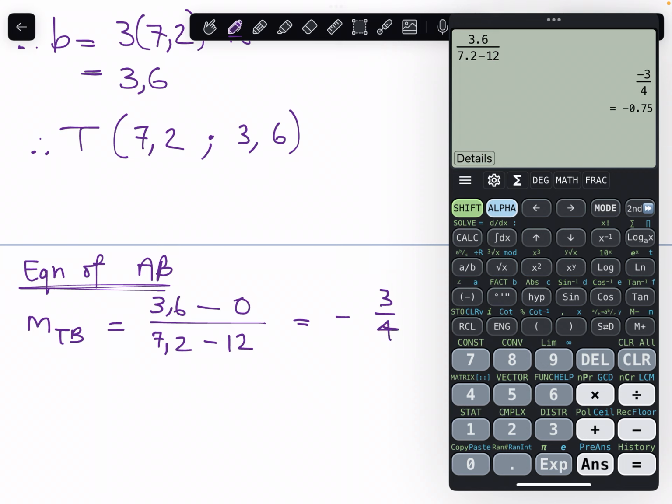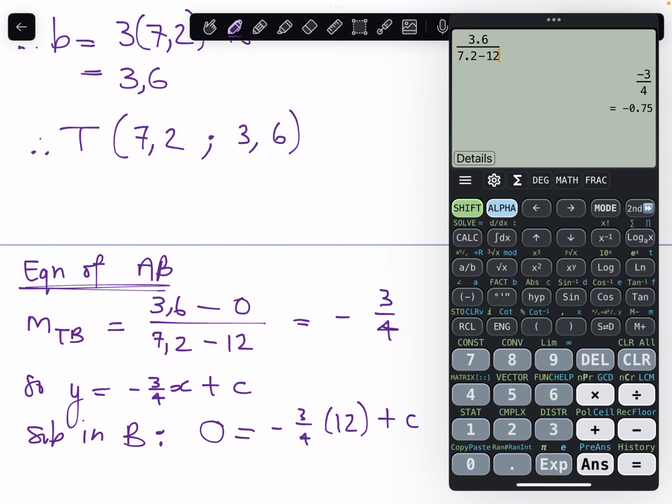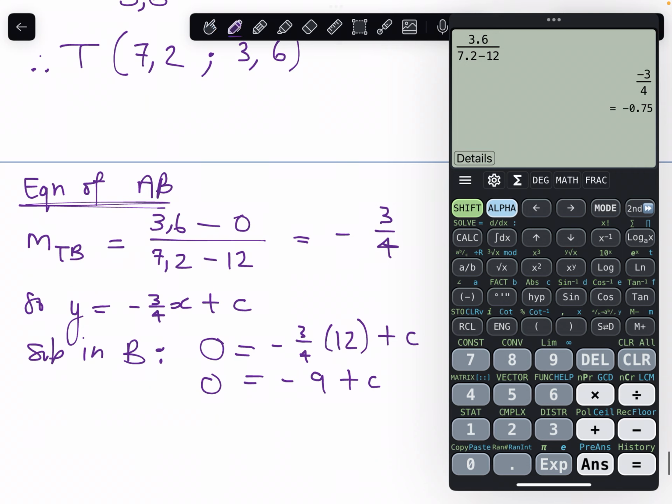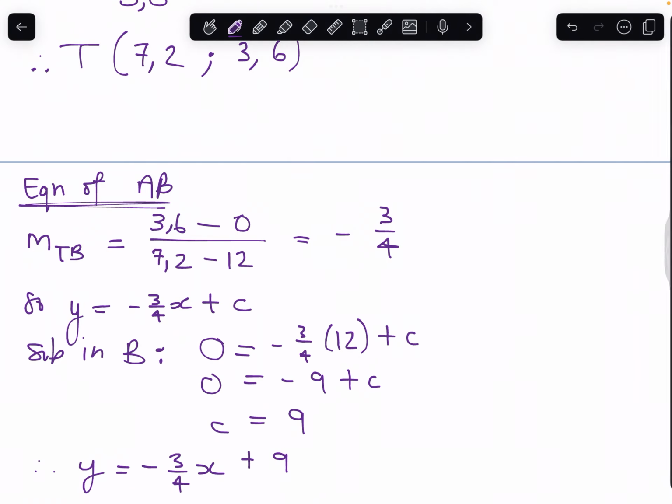And then we can say, so y is negative 3/4 x plus c. And let's sub in the point B. So that will be 0 is equal to negative 3/4 times 12 plus c. 0 is equal to negative 9 plus c. And so c is equal to 9. So the equation of AB at last is y is equal to negative 3/4 x plus 9.